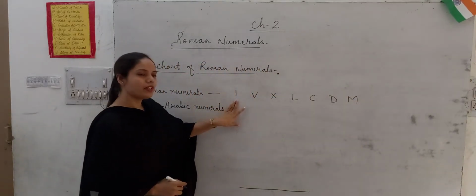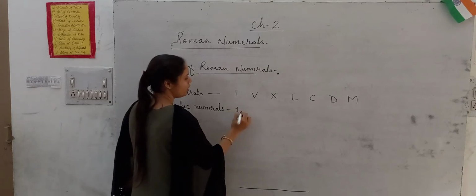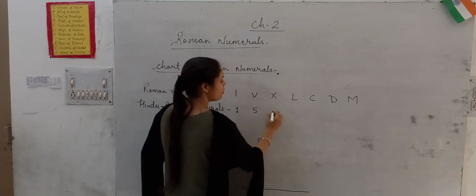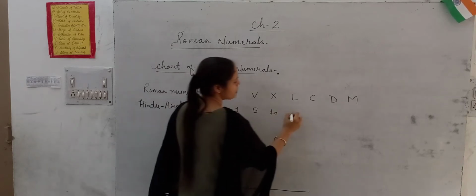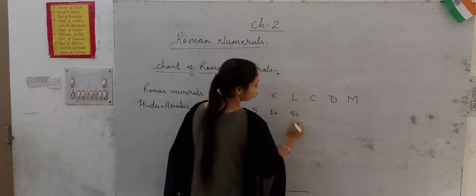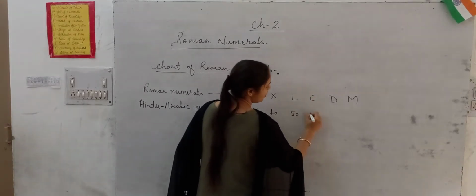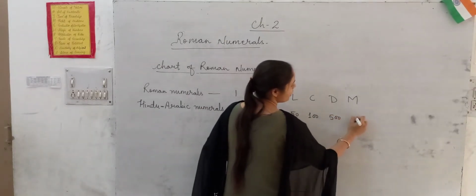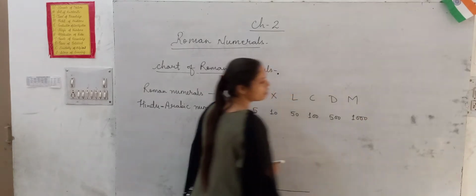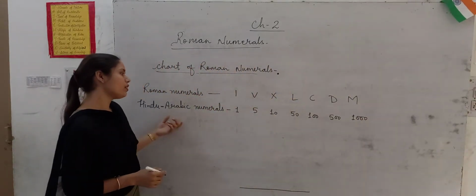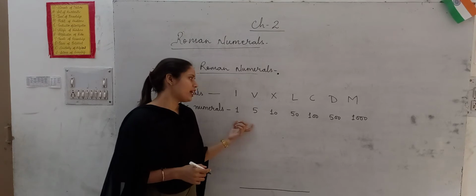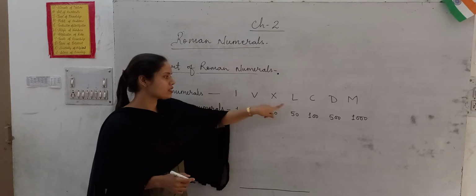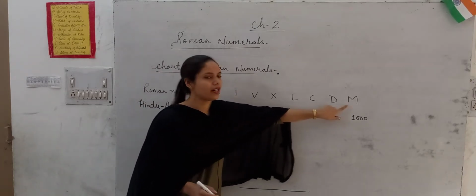Okay, I represents the counting number 1 and V represents the counting number 5. X represents the counting number 10 and L represents the counting number 50, and C represents 100, D represents 500 and M represents counting 1000. We can write down the Roman numerals with the help of these English alphabets. These are I, V, X, L, C, D and M.